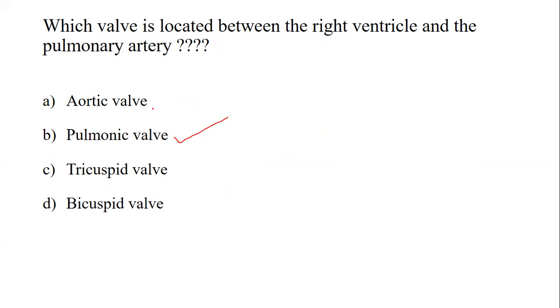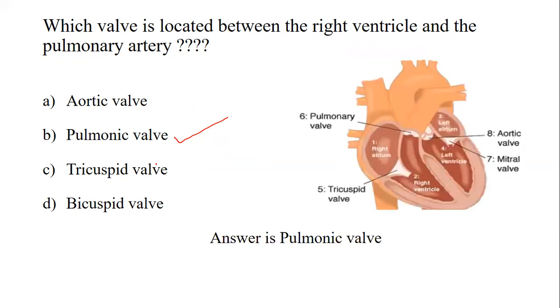The aortic valve is situated between the left ventricle and the aorta. The tricuspid valve is situated between the right atrium and right ventricle. The bicuspid valve is situated between the left atrium and left ventricle. So the question is the valve located between the right ventricle and pulmonary artery, that is the pulmonic valve. Okay, here you can see the pulmonic valve, present between the right ventricle and pulmonary arteries.